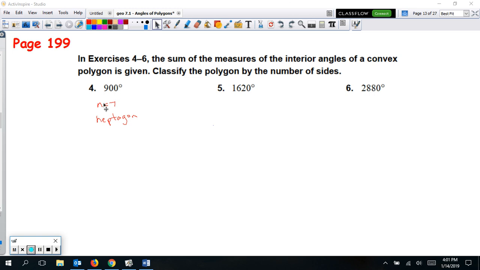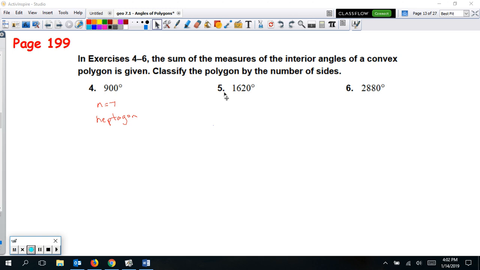So 4 would be 7 sides with that 900 there, because you divide by the 180 first, which would give you 5, and then add 2 to give you the 7. So we would call it a heptagon. So that's what we're doing here. We're trying to find the sum of the measures of the interior angles of a convex polygon is given here. It's 900 on this one, 1620 here. So that's what's given to you. We want to classify the polygon by the number of sides. So you need to figure out how many sides a polygon is going to have with the sum of the interior angles being that number.